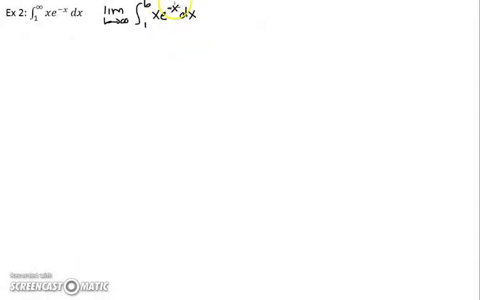We can't use a u-substitution because u would be our negative x, du would be negative 1 dx, and I don't have a negative 1 dx, I have an x dx. So we have to use integration by parts. If you remember, we pick our u for integration by parts based on priority. We don't have any natural logs, we don't have any inverse trig, we do have a polynomial x. So u is going to be equal to x, which means dv is going to be equal to e to the negative x dx.